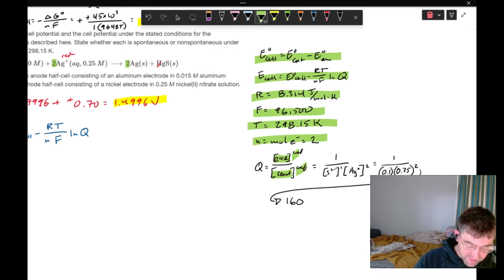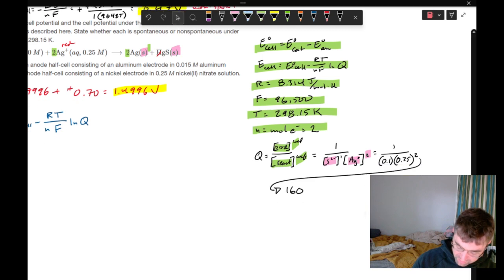Our products are all solids. I'm going to highlight that in red real quick. Our products are all solids, so their concentration is 1. For liquids and solids, it's always 1. Don't have to worry about that. For our reactants, we had sulfur with no stoichiometric coefficient and silver raised to its stoichiometric coefficient of 2.